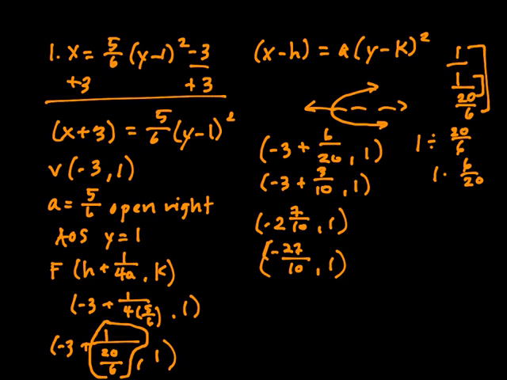We're running out of room. Directrix is going to be x equals, okay, so here's our parabola. Here's the axis of symmetry. Now the focus is going to be in here, right? The directrix is going to be somewhere here, and the directrix is a vertical line. Okay, so x equals, what's that? Oh, h minus 1 over 4a.